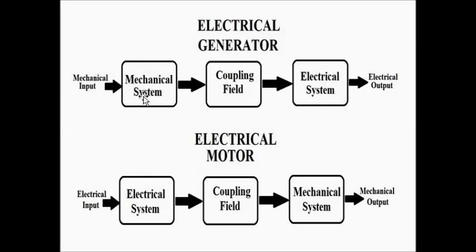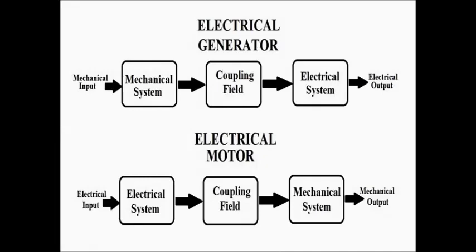The mechanical system lies on the extreme left, the electrical system lies on the extreme right, with the coupling magnetic field in between. For an electrical motor, the input is of electrical nature, be it voltage or current, and the output is mechanical, motion, force, torque, any mechanical quantity. So the electrical system lies on the extreme left and the mechanical system lies on the extreme right. The coupling field, which is of magnetic nature, is common in both the cases.